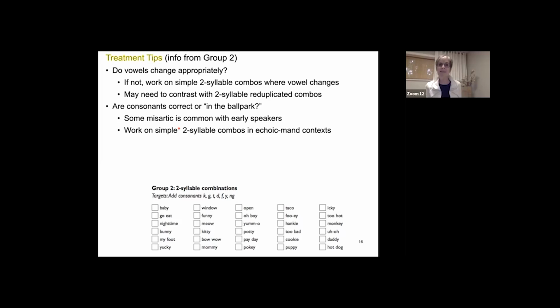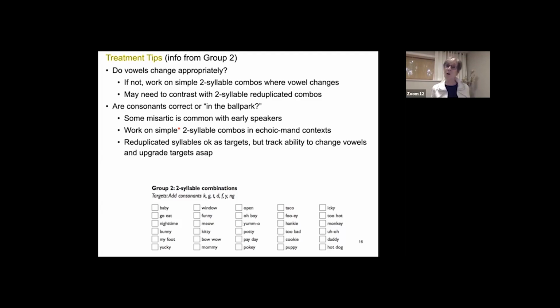And so if the consonants are not correct and not in the ballpark, then you can work on simple 2-syllable combinations, again, in an echoic mand context. I'm not talking about an echoic drill. We want to put it into functional verbal behavior. So mand context, tact, echoic prompted tact contexts as well. And by simple, what I mean is that we're looking at the consonants that have already been mentioned in group 1 and in group 2.